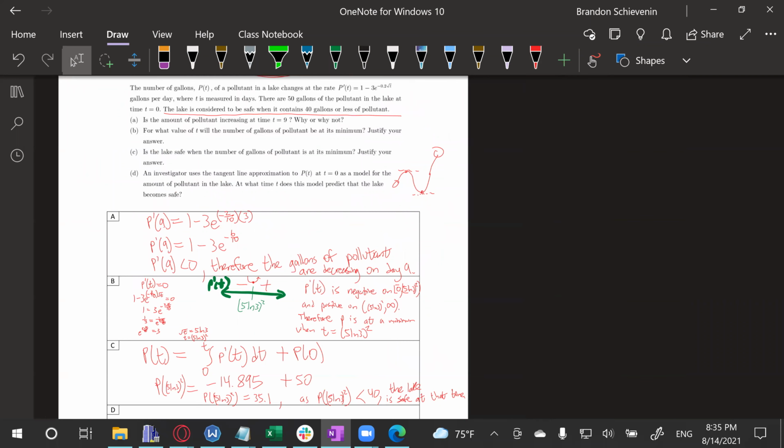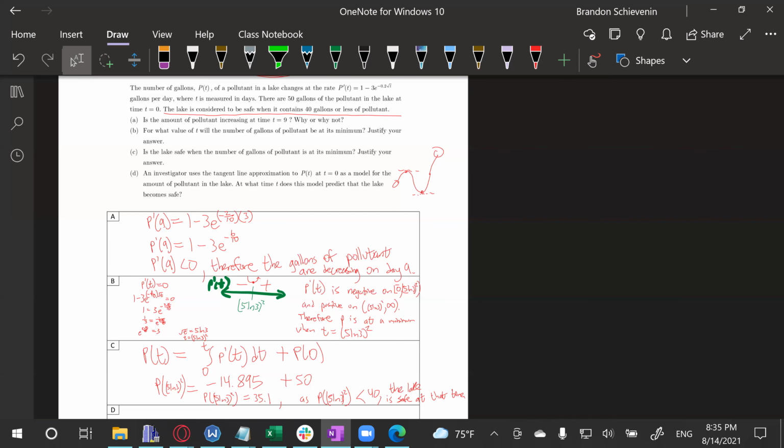Okay, so for the last part of this, the investigator is using a tangent line approximation to P at t equals 0 to model the amount of pollutant in the lake. I want to know at what time the model predicts that the lake becomes safe. So first, the tangent line approximation. A tangent line approximation says we're going to use a line with the slope of P prime of t at the time t equals 0 to estimate whether or not we will have a set amount of pollution so far away from t.